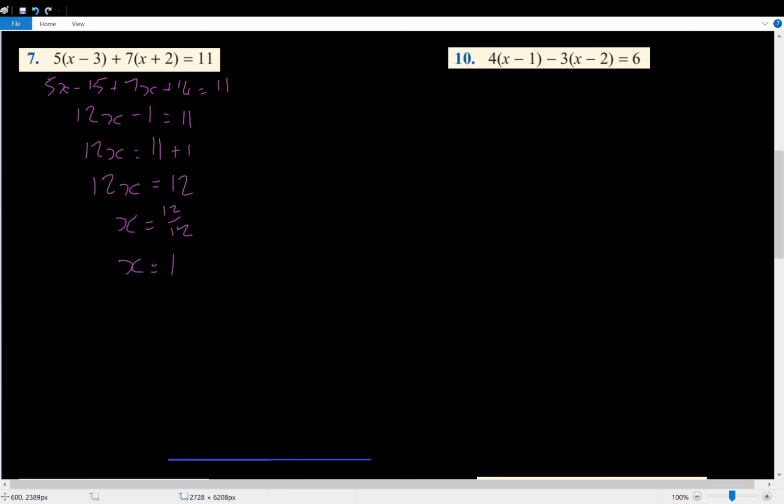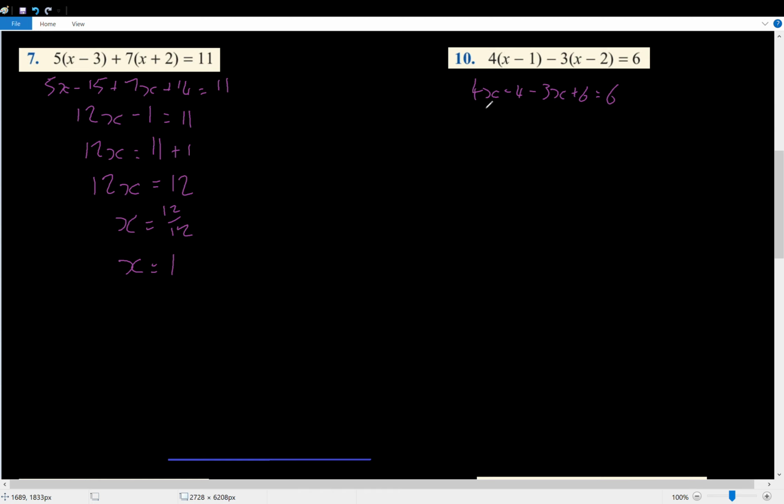And let's look at question 10. Similar setup, only this time we've got minuses all over the place that we've got to be careful of, because we've got to watch our signs when we're multiplying out our brackets. So our first one, 4 times x, is going to be 4x. 4 times minus 1 is minus 4. And minus 3 times x is minus 3x. And minus 3 by minus 2 is plus 6. And that is all equal to 6, like that.